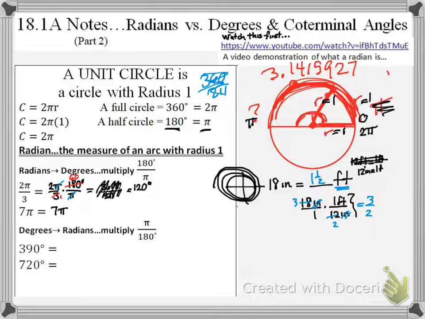I want to get rid of the pi. I'm making this a fraction. I'm going to use 180 over pi. In this case, I'm getting rid of my pies, and there's nothing else I really can get rid of. So I'm going to do 7 times 180, 1,260 degrees. If you can just remember what your fraction is you're multiplying by, those are pretty easy.